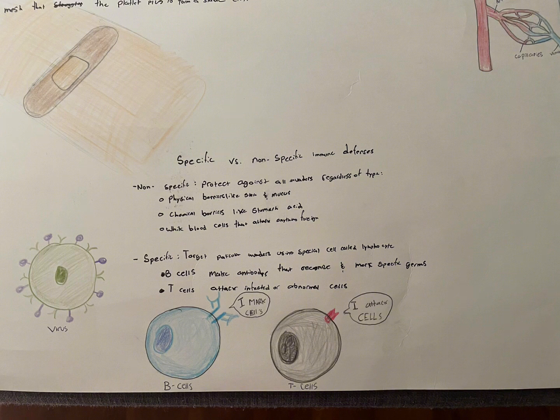The second defense is specific and targets particular germs. Special white blood cells called lymphocytes are involved, including B cells and T cells. B cells produce antibodies, proteins that attach to specific germs to mark them for destruction by other immune cells. There are different types of B cells. Plasma cells make antibodies during infections, and memory B cells stay in our body after infection to help respond faster if the germ returns.